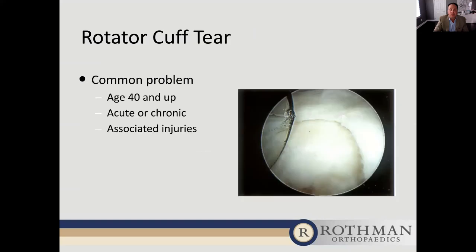Okay, so rotator cuff tears are kind of like the coup de grâce of the shoulder. Very common in people 40 and up. They can be acute from trauma, or they can be chronic from wear and tear, from chronic impingement syndrome and chronic tendinosis. There can be associated injuries as well. We'll talk about that in a second.